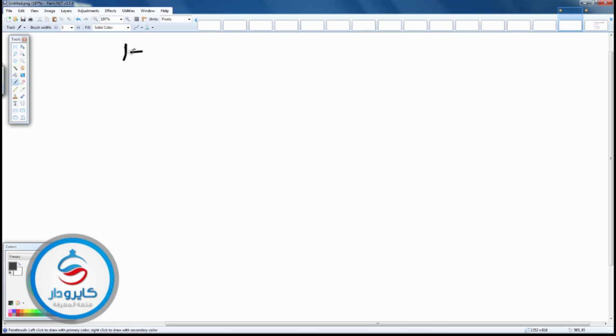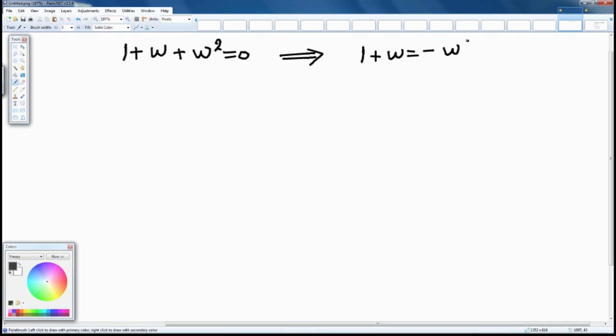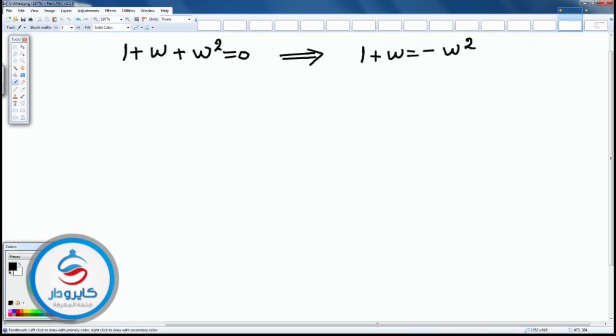As we know that 1 plus omega plus omega square equals 0, that means 1 plus omega equals negative omega power of 2. We know from the previous lesson on complex numbers that i power 4 equals 1. Also, we now have omega power 3 equals 1.